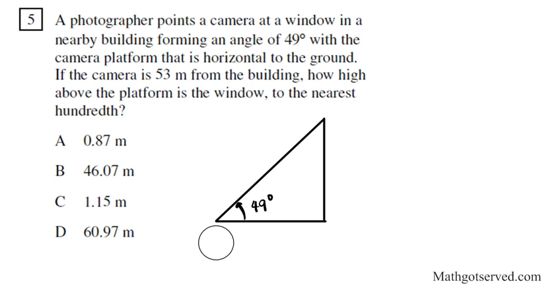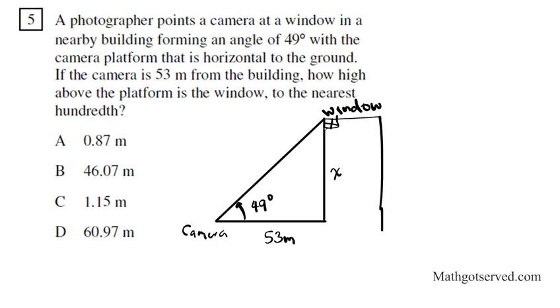So let me write my labels in such a way that it's easy to see. This is my camera, and this is the window. And right here you have the building. The camera is 53 meters away from the building, so the question is how long is this? We're looking for this length right here, how high the window is.